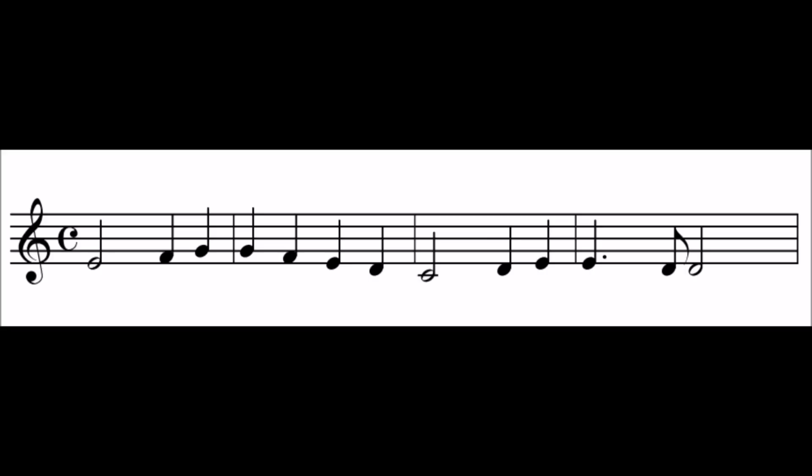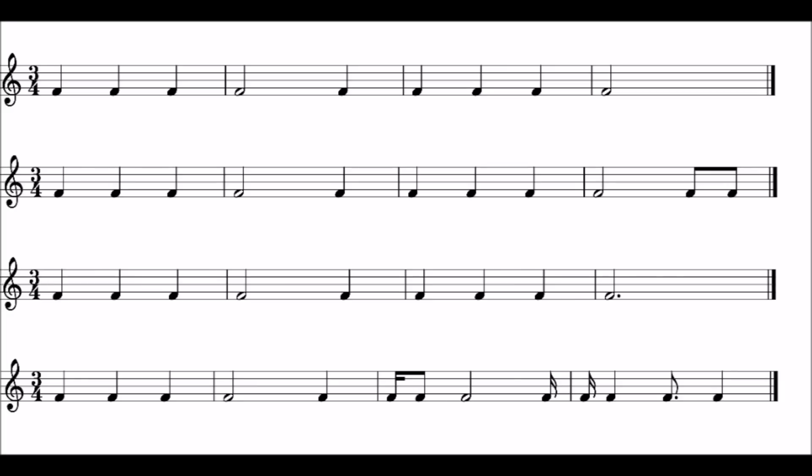Now let's see what you have learned. Here are 4 examples of a 4-bar rhythm. Notice that in each example, the first 2 bars are the same. The second 2 bars of each example are what you might write in an examination. Which of these 4 examples is the best answer?